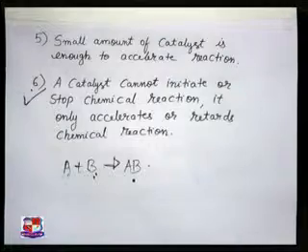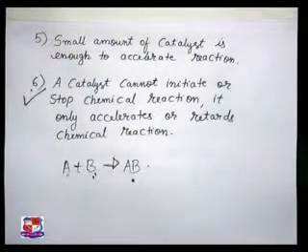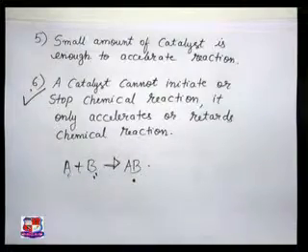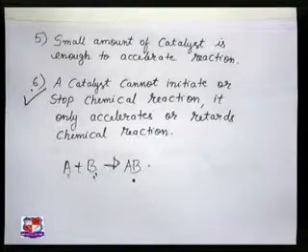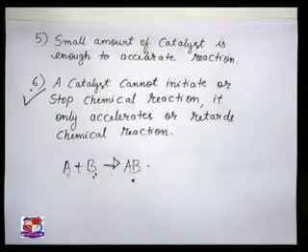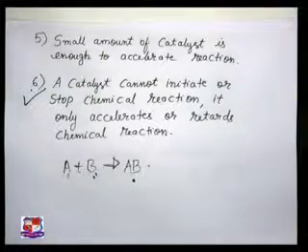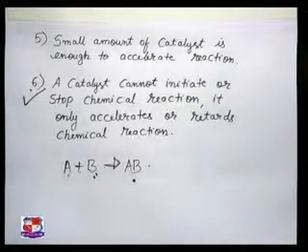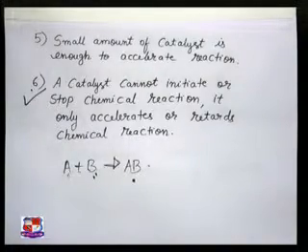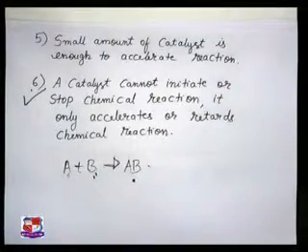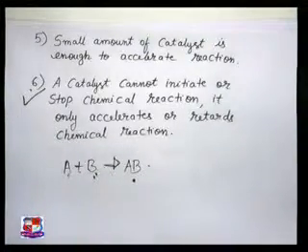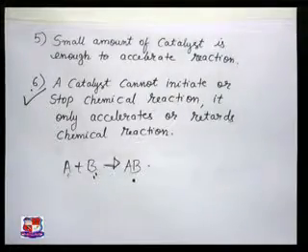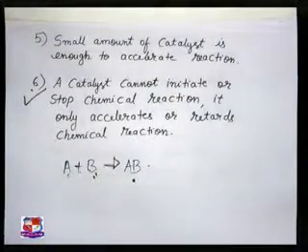The fifth point: a small amount of catalyst is enough to accelerate the reaction. You don't have to add a very large amount every time to accelerate the reaction. So that saves the chemical, and recovery of the catalyst becomes easier when you are using a very small amount. The sixth point, which is very important to keep in mind while choosing any chemical reaction and catalyst, is that the catalyst cannot initiate or stop the chemical reaction, but it only accelerates or retards the chemical reaction, and depending on that your product formation will be either faster or slower.